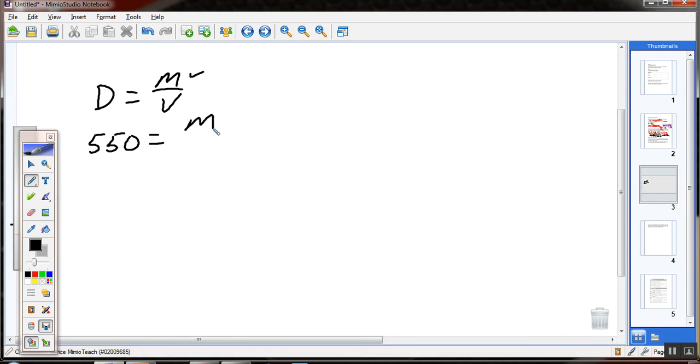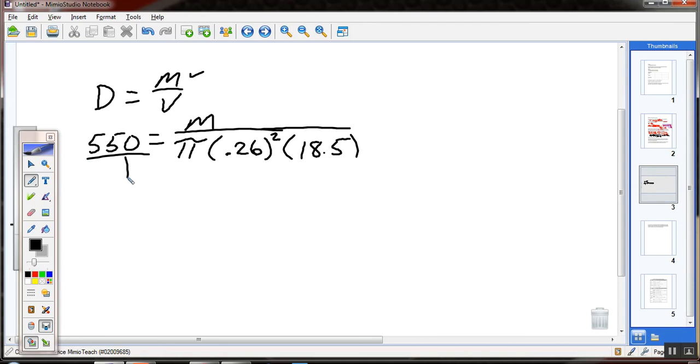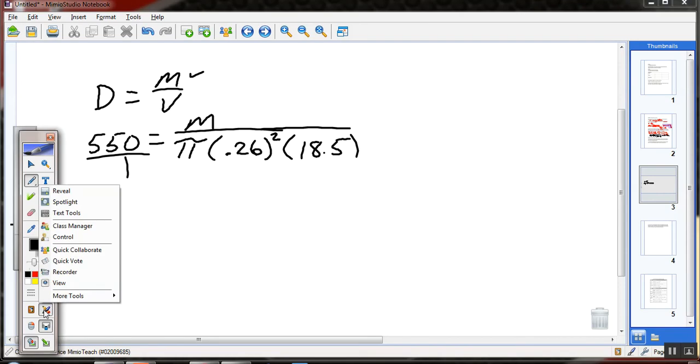And now we're going to say, well, the mass is now going to equal pi times, what'd you guys say the new radius will be in that second year? Was it 0.26? Is that what I remember hearing? 0.26 squared times the height, which is going to be 18.5. Okay, I'm going to set this up as a proportion. So I want to take 550 times this big mess down here below m and divide by 1. So let me pull a calculator here and we'll check this out.